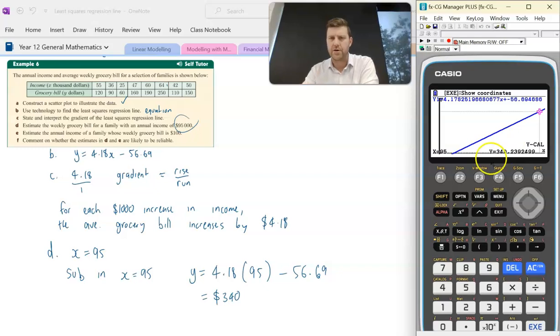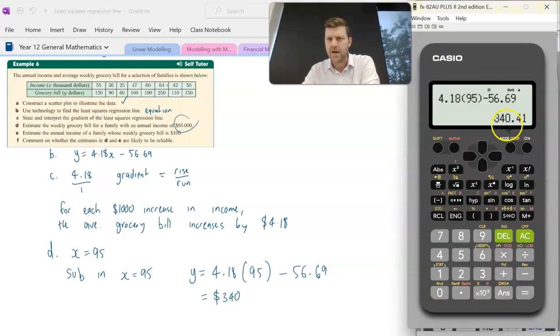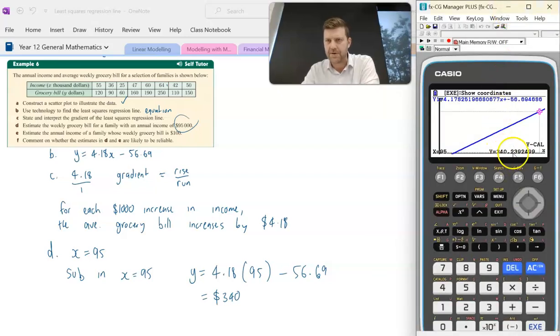Again, I think when I did it on my other calculator, it was $340.41. But remember, the difference there is because I rounded the equation here, okay? So this is actually more of an accurate answer. Both are acceptable, okay? Obviously, if you're showing that working out in a test or exam situation. So yes, Y is equal to approximately $340.